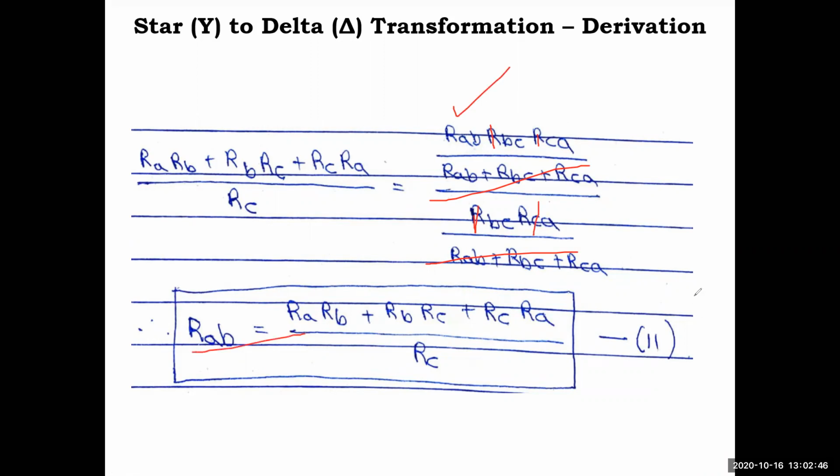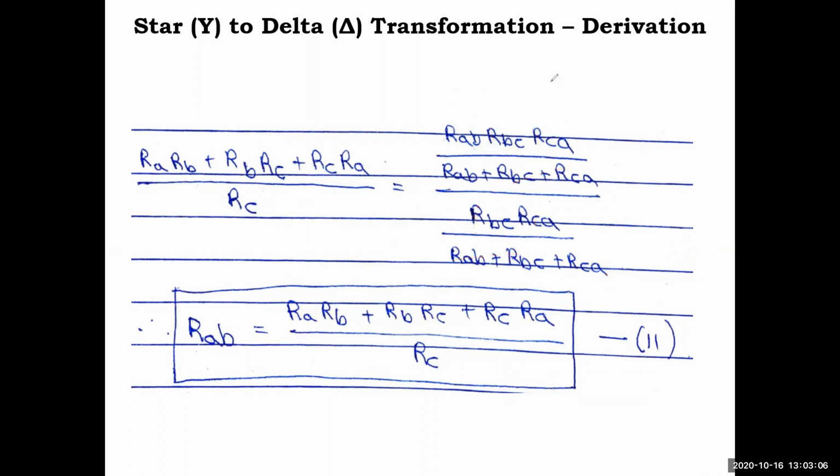So what is RAB? This side resistance, right? RAB is nothing but the product of Y resistances, two at a time, RA RB, RB RC, RC RA, divided by RC, which is the opposite resistance here, this RC. Clear?